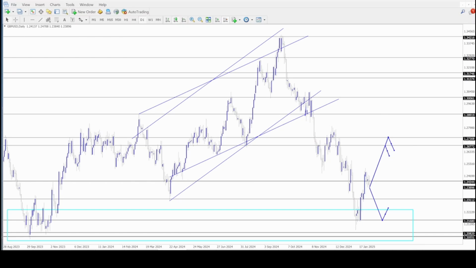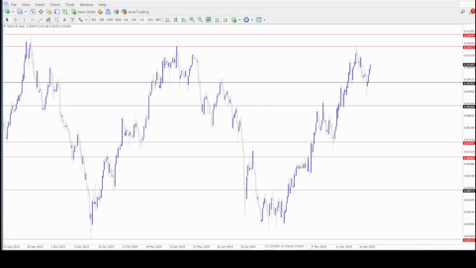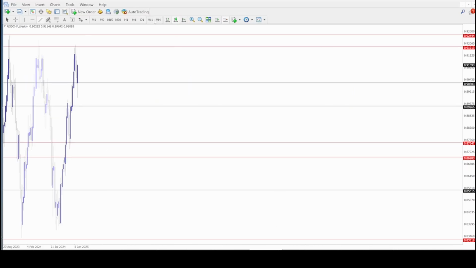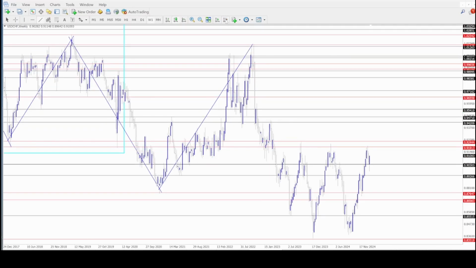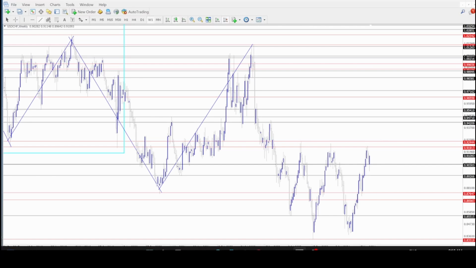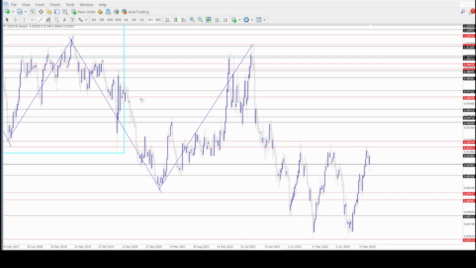So now let's go to the USDCHF currency pair. Now for USDCHF, what should we expect? Let's go to the weekly time frame and see. Well, in the weekly time frame, we can see that this is quite a range. The market has been ranging for some time now. So what should we expect? We should just play along with the market.